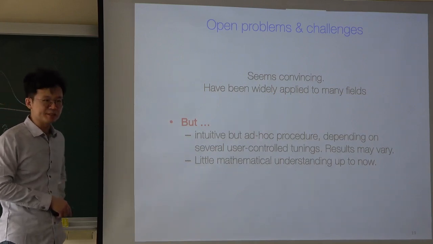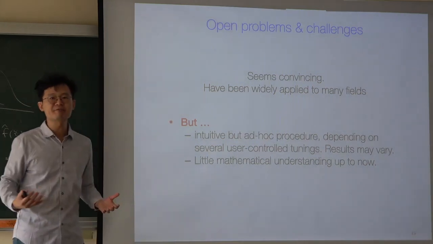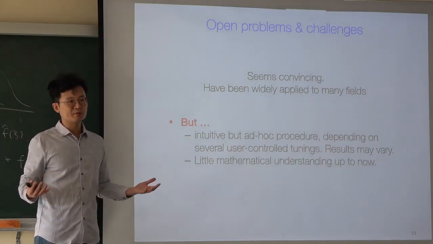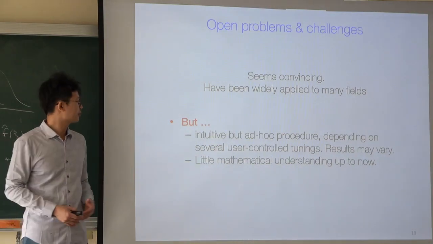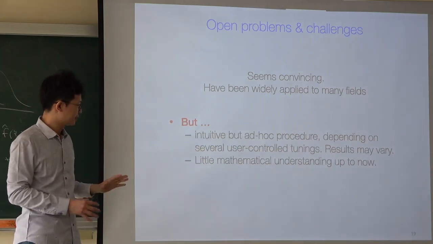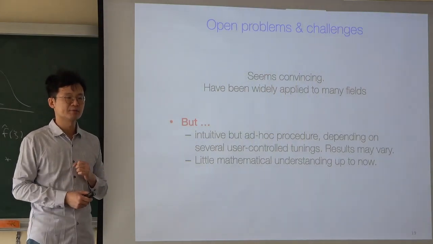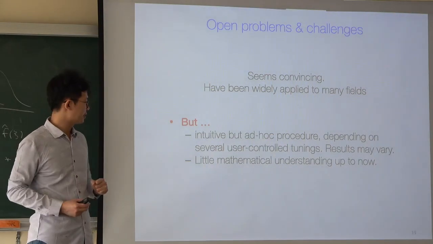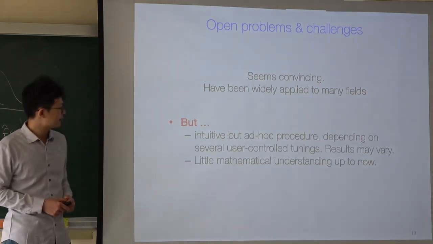It looks convincing, and it has a lot of applications in many, many fields. As you can see, there are almost 30,000 citations, so people are using it. However, to our knowledge, it is intuitively correct, but it is very ad hoc. There are many parameters you can fine tune so that you can get different results. So far, we have little mathematical understanding.